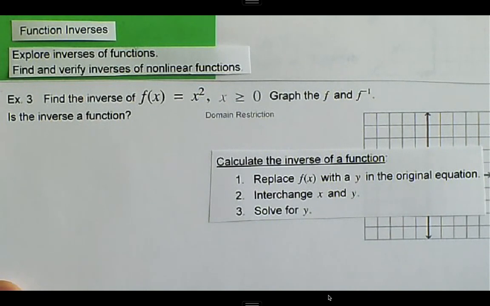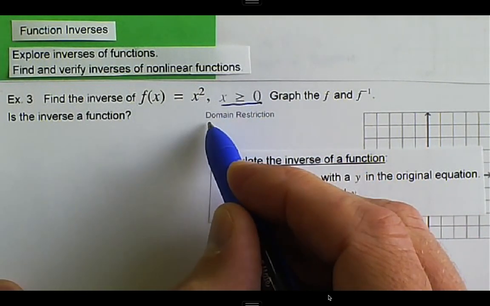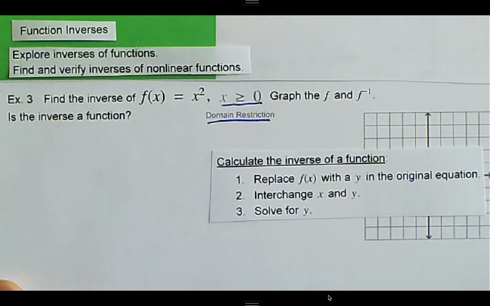We're talking about function inverses, and we want to find and verify inverses of nonlinear functions. So find the inverse of f of x equals x squared. The big thing here is our domain is restricted. It says that x must be greater than or equal to 0. Graph the function, graph the inverse of the function, and then decide, is the inverse a function?